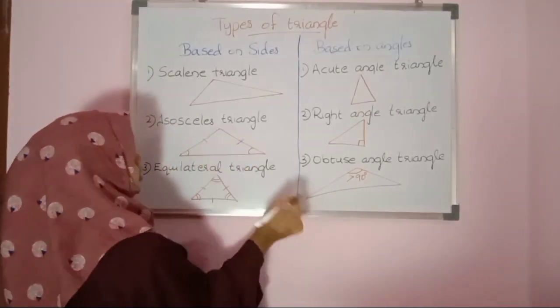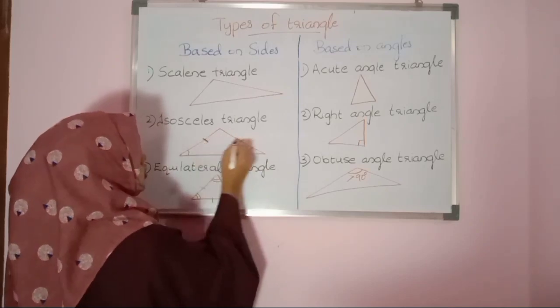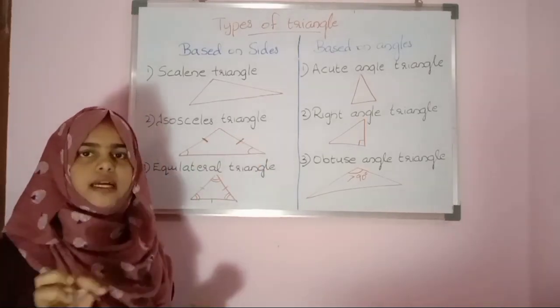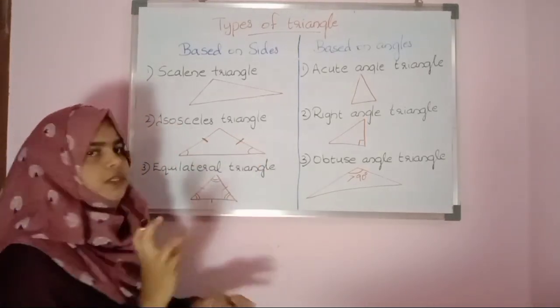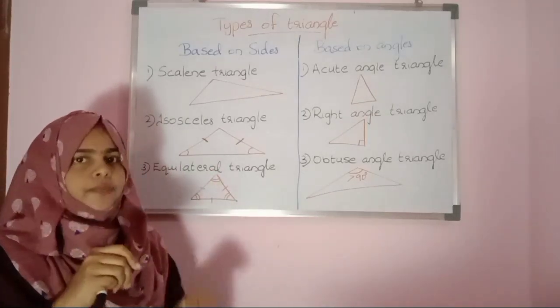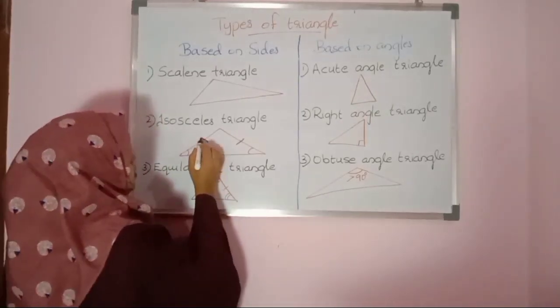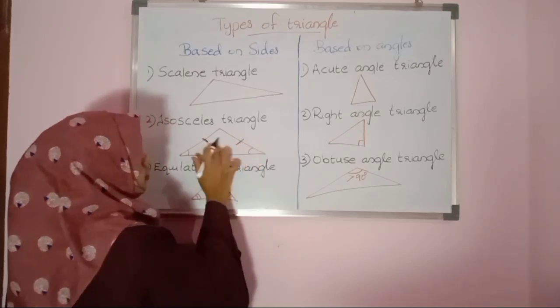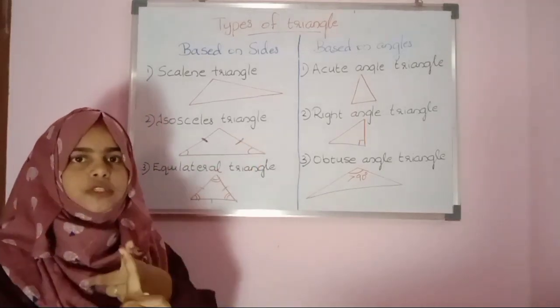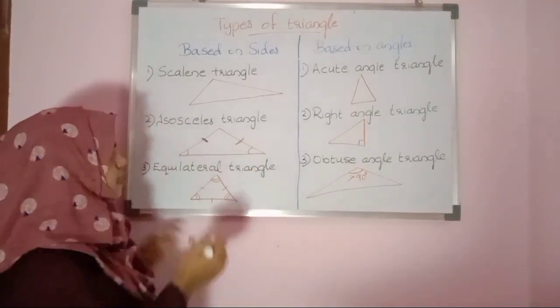That means here, this marking is called what? Tick or hatch. It is used to represent equal sides. So this side and this side of this triangle are equal. So two sides are equal, so we call it an isosceles triangle.